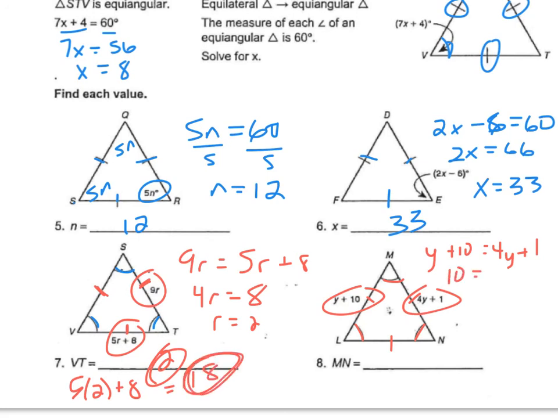So 10, subtract the y, 3y plus 1, subtract 1 from both sides, so y equals 3. But it asked for mn, so I need to plug that in. 4 times 3 plus 1, so that would be 13.